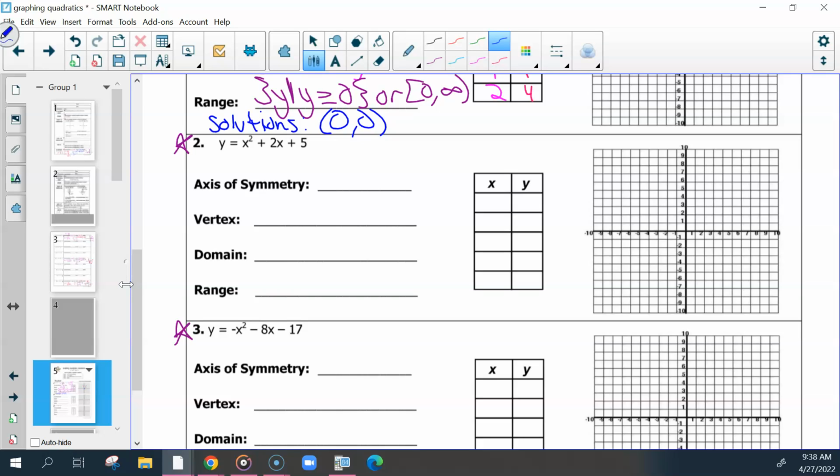Find the axis of symmetry. How would we set that up? x equals negative b over 2 times a. What's the number of x squared? 1. So it would be negative -2 over 2, which is -1.